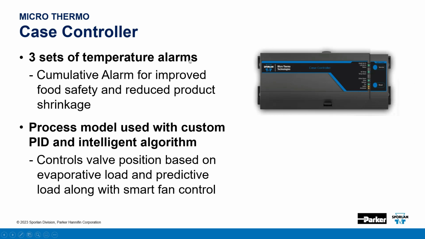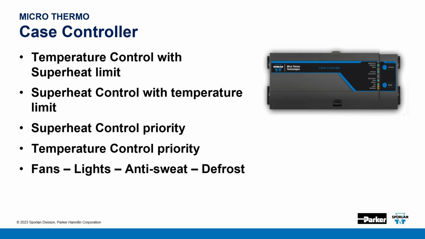Three sets of temperature alarms are on board. You can use a cumulative alarm for improved food safety and reduced product shrinkage. And the process model used has a custom PID with an intelligent algorithm, so it controls the valve position for each type of case, depending upon its design, its evaporative load, and its predictive load with smart fan control.